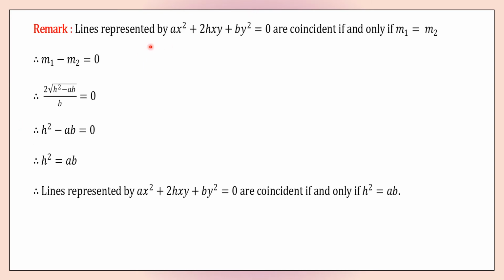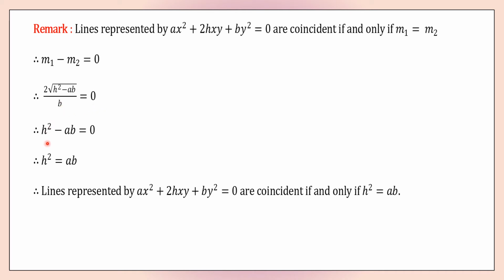Remark. Lines represented by ax square plus 2hxy plus by square equal to 0 are coincident. That means these both lines are the same or parallel. Then we know that the slopes of the lines are the same, that is m1 equals m2. Taking m2 on the LHS, m1 minus m2 equals 0. From the above theorem, m1 minus m2 equals 2 root of h square minus ab divided by b, equal to 0. Taking cross multiplication, 2 into root of h square minus ab equals 0.